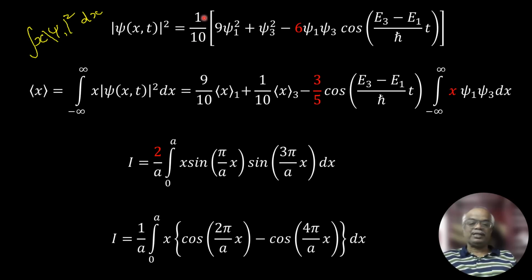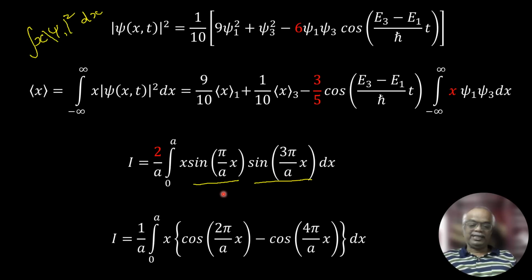you will get 1 over 10. If you bring 1 over 10 inside, then this will become 3 over 5 cos (E3 minus E1) over h cross t. Then you integrate this cross term, x psi 1 psi 3 dx. So now you know psi 1 is this one, sine pi by a x, and psi 3 is sine 3 pi by a x, dx.